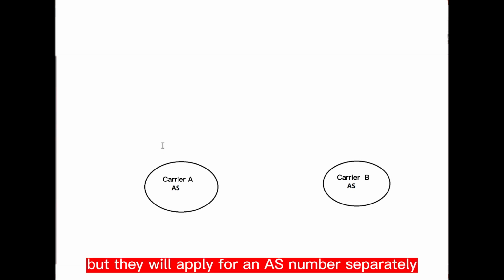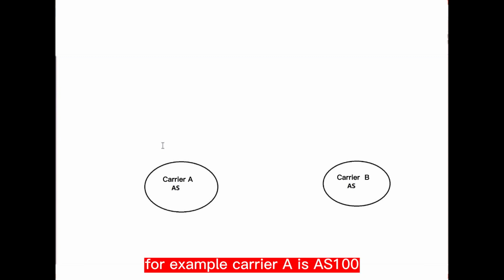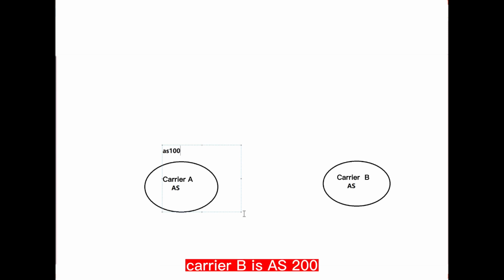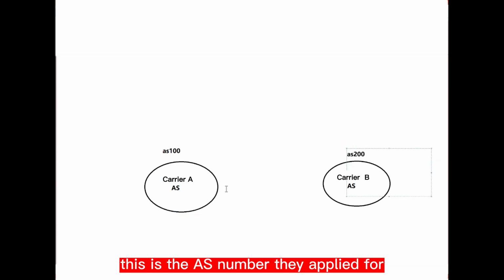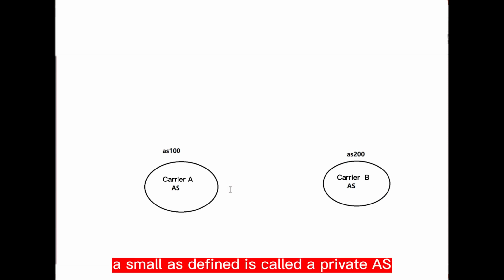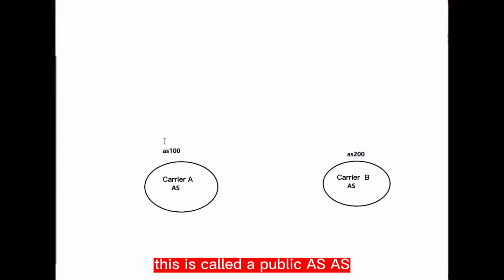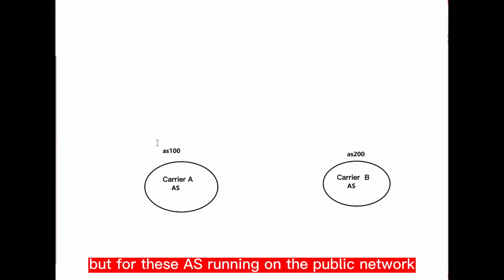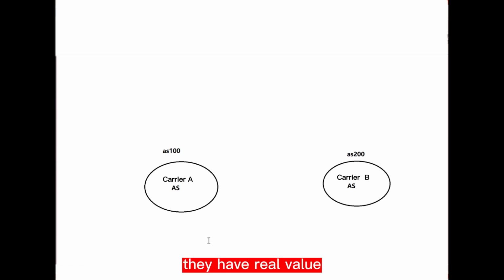But they will apply for an AS number separately. For example, carrier A is AS 100 and carrier B is AS 200. This is the AS number they applied for. To us, a small AS we define ourselves is called a private AS, and this is called a public AS. An AS maintained by yourself is not recognized by the outside world, but for these AS running on the public network, they have real value.